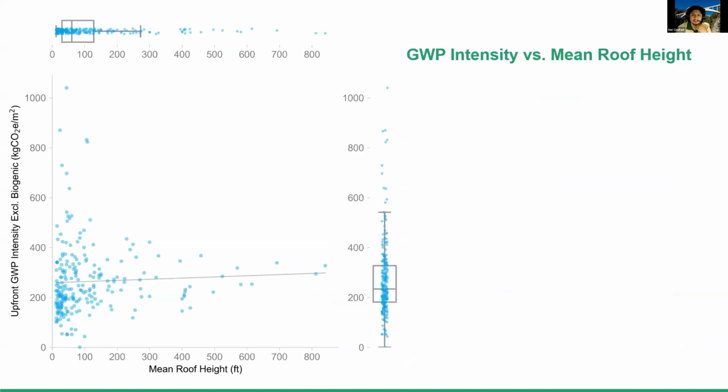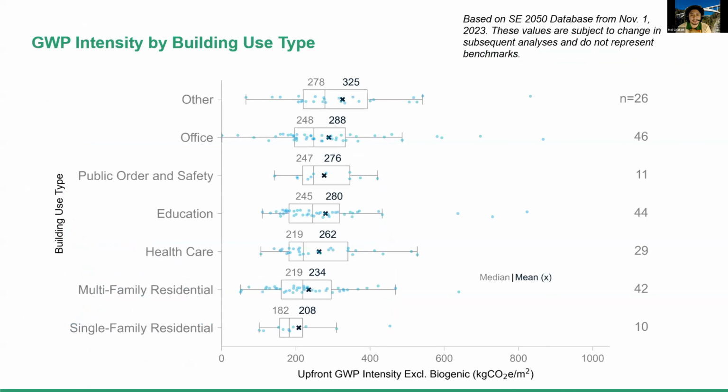We checked this in a bunch of different ways as well, not only by total GWP, but by GWP intensity, and also in log-log regressions, and we still found no clear correlation. So this points to the idea that we are in need of some more data, but also that there may not be a clear correlation for something that we thought was very strongly held. On top of that, we looked at GWP intensity by building use type and some structural systems.